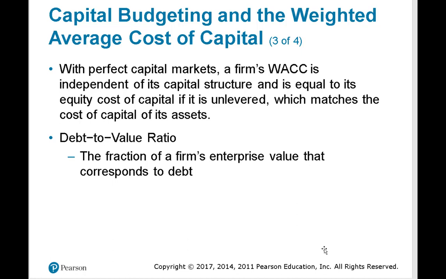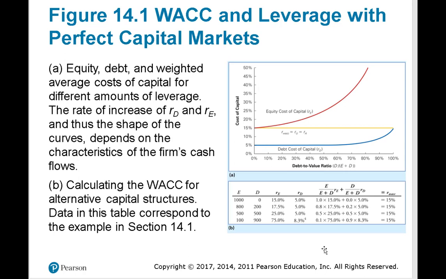So if we have perfect capital markets, the firm's weighted average cost of capital is independent of its capital structure, and is equal to its equity cost of capital if it's unlevered, right? And that again matches the cost of capital of its assets. The debt to value ratio is ultimately the piece that's altering the riskiness of the formula. This is how we're prorating, I guess is a good word, the costs and the returns by the relationship between debt and value.